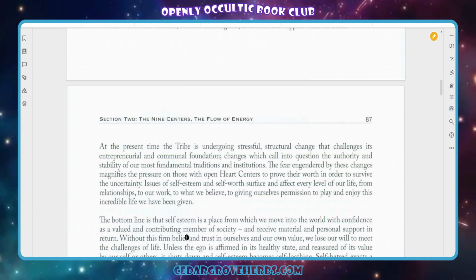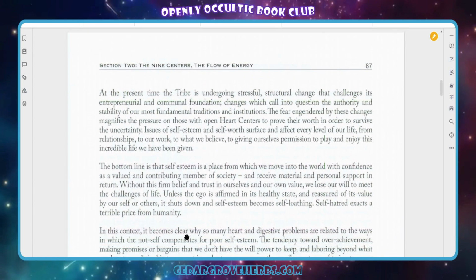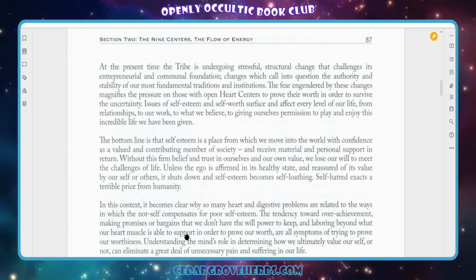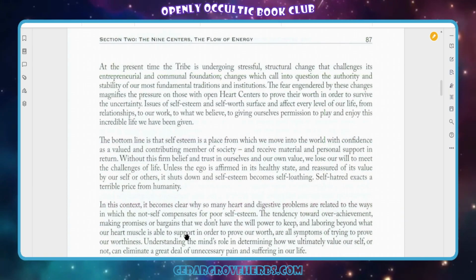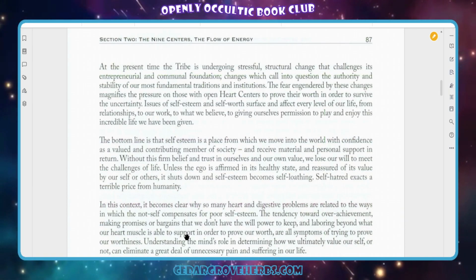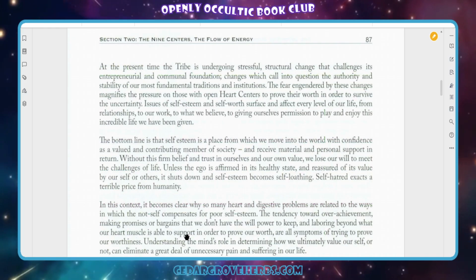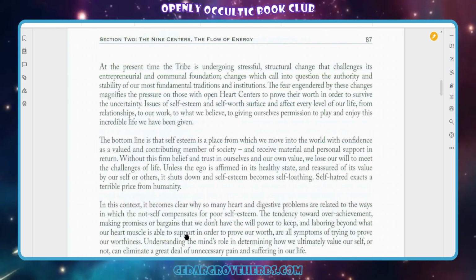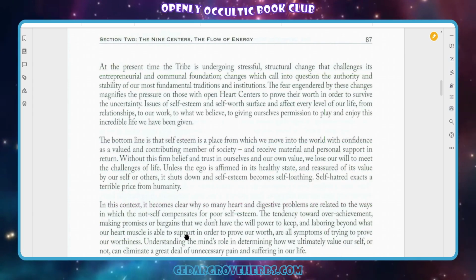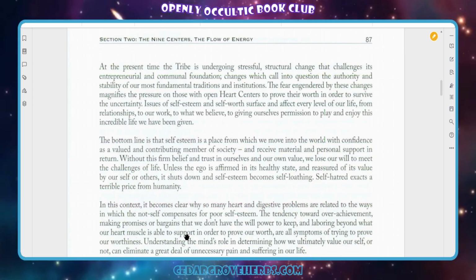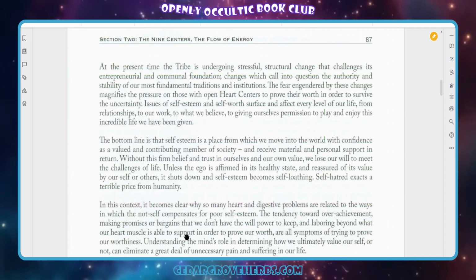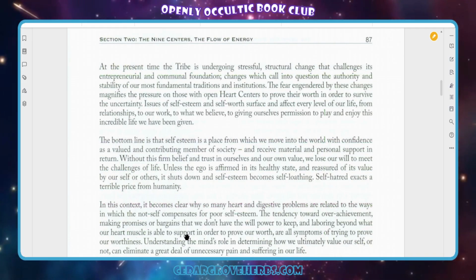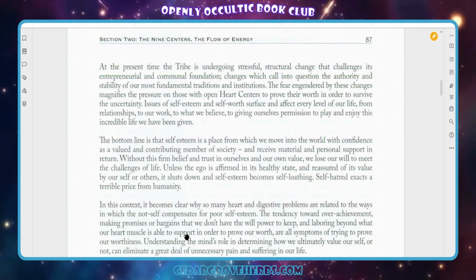At the present time, the tribe is undergoing stressful structural change that challenges its entrepreneurial and communal foundation. Changes which call into question the authority and stability of our most fundamental traditions and institutions. The fear engendered by these changes magnifies the pressure on those with open heart centers to prove their worth in order to survive the uncertainty.